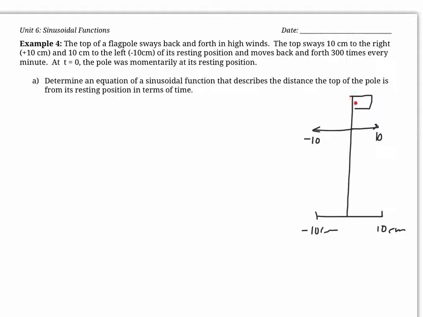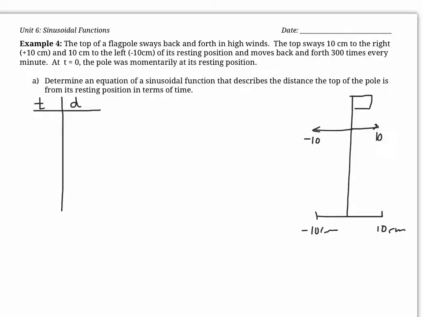Here's the resting position. The resting position would be 0. It's going to swing to the left and to the right and to the left and the right and keep on going. So it asks us to come up with an equation of a sinusoidal function that would model this relationship. So first, always start off with a t-table, and let's fill it in as much as we can.